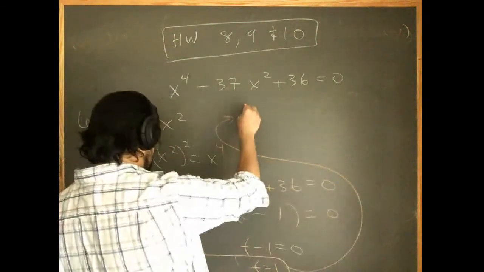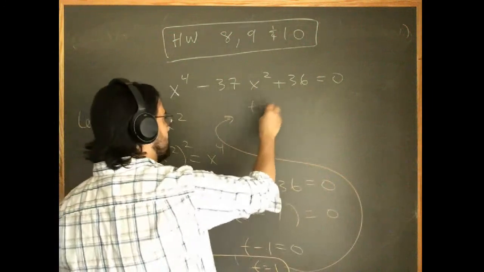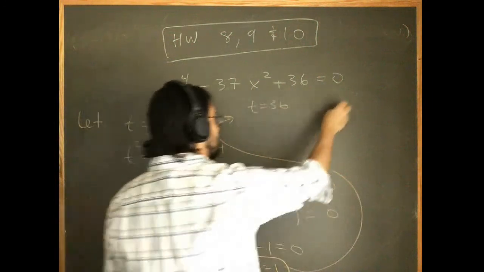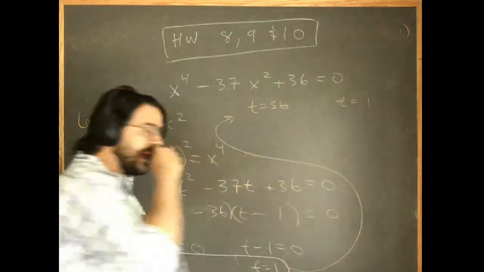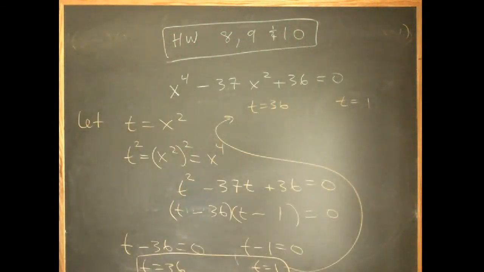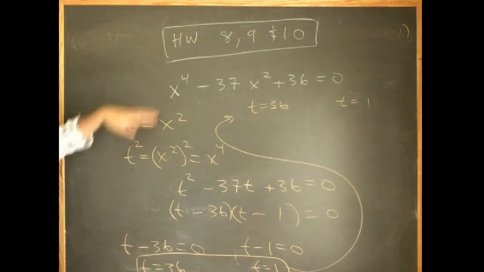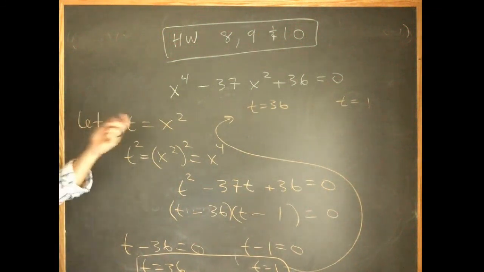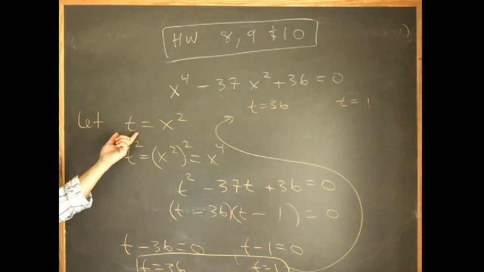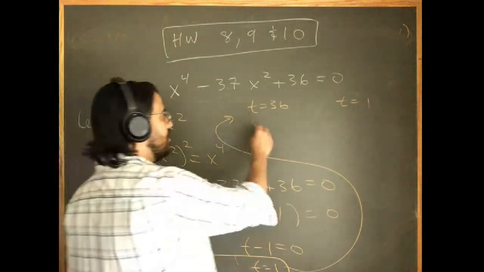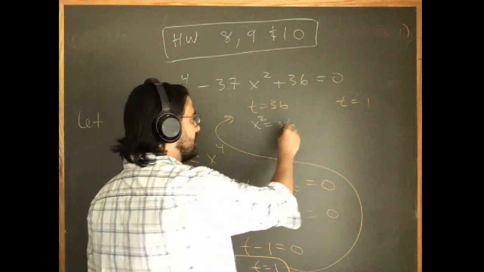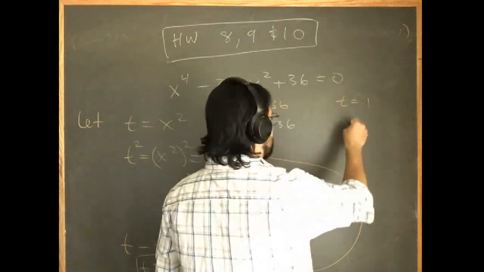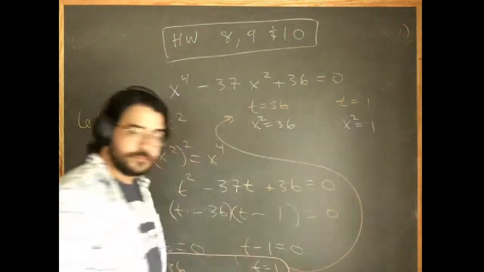The first one tells us t is equal to 36, and the second one is t is equal to 1. And you'll notice that I'm working in orange because I've done the substitution. I went from x to t's, and now I'm going to come back to x. Okay, what is t? It's x squared. So this first equation is x squared is equal to 36. And the second equation is x squared is equal to 1.